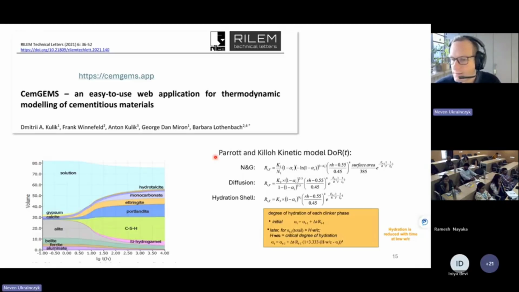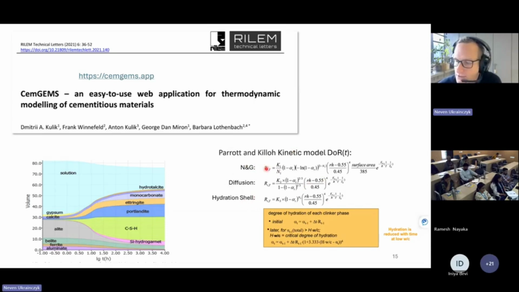So now that gives us, yesterday you looked at the GEMS app, and you saw these kinds of predictions, and they are actually using the Parrot-Killoh kinetic model. So this is based on nucleation and growth, diffusion, and the hydration shell.